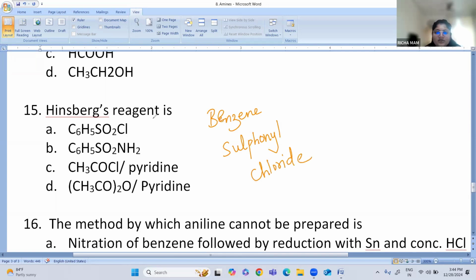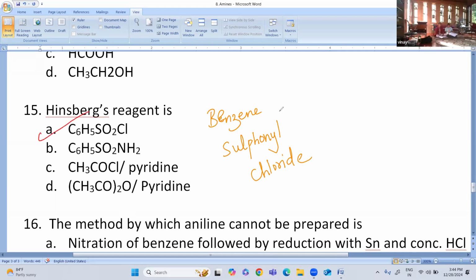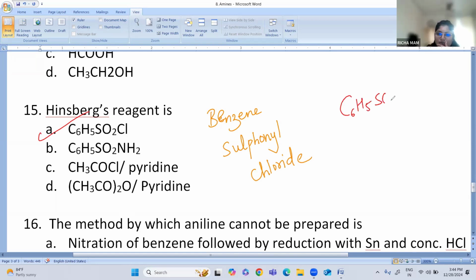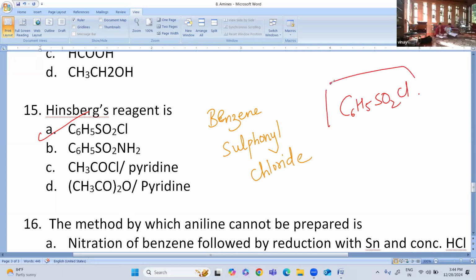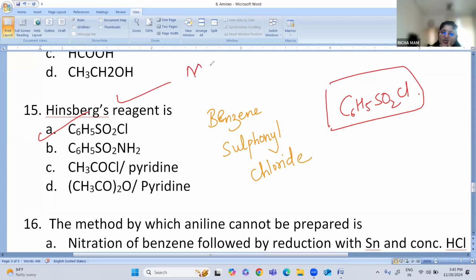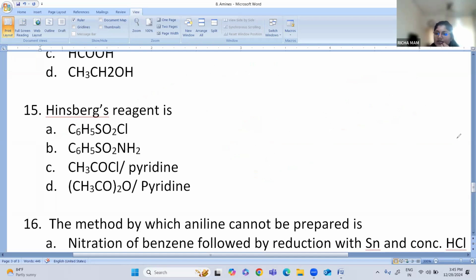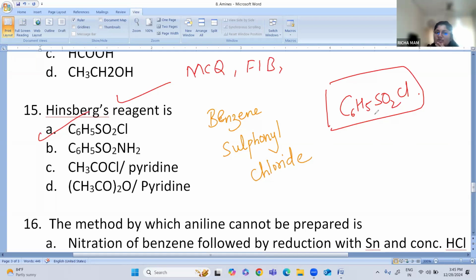Can you tell me which is the structure, A, B, C, or D? Option A, right? Benzene sulfonyl chloride, C6H5SO2Cl. Remember, very, very important. It can be asked in MCQs, in fill in the blanks, or in a different form in the question, such as what is the Hinsberg reagent, or how you can differentiate using the Hinsberg reagent. Fine. Next one.